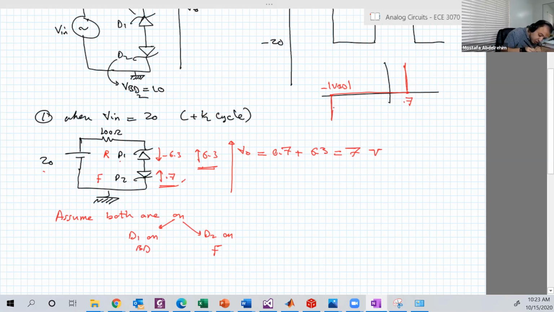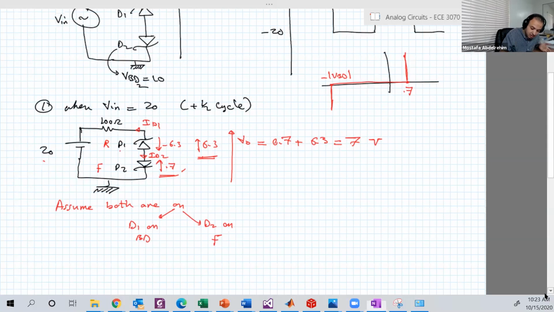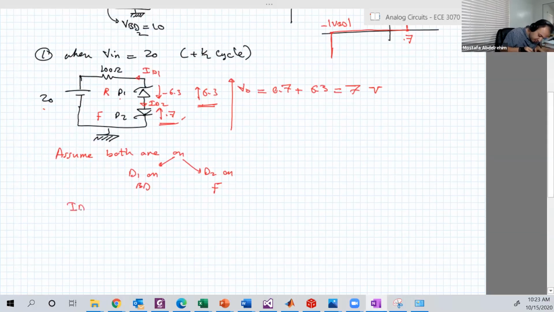So let's see that. This is ID2, and this is ID1. If you notice, they are in opposite directions, but they are in series. So ID1 equals minus ID2. Let's calculate this current here, which is equal to ID2 because it's the same direction.